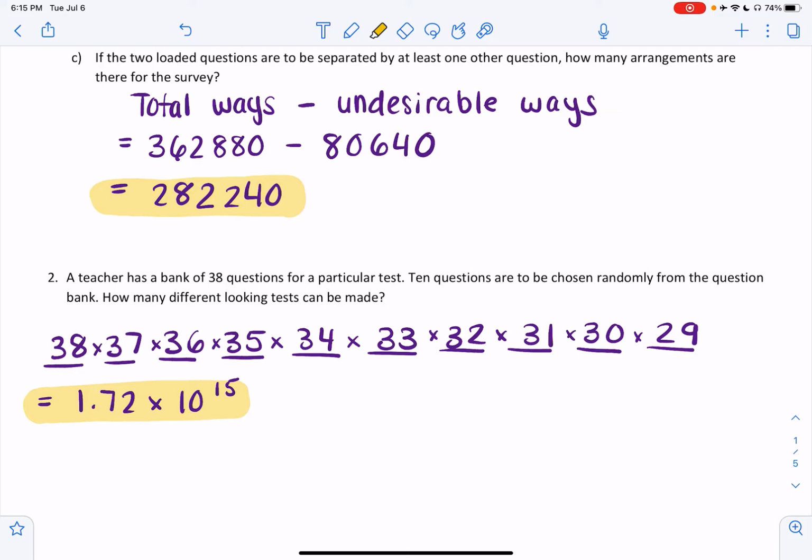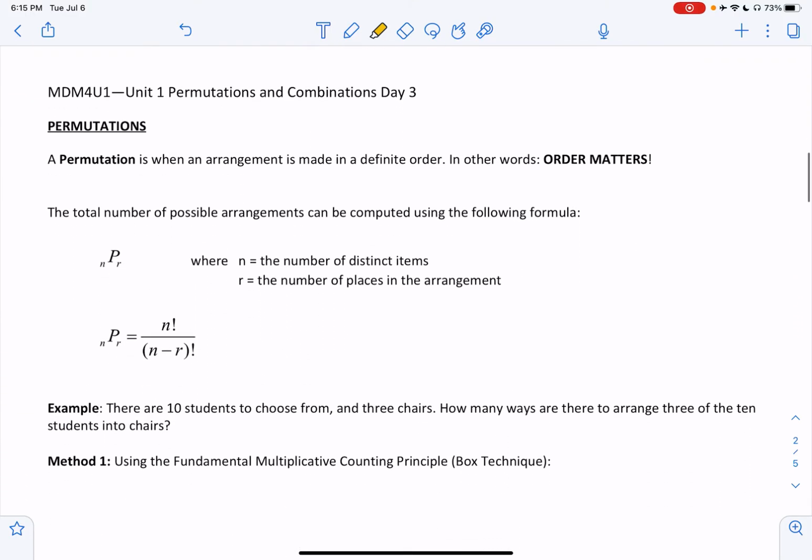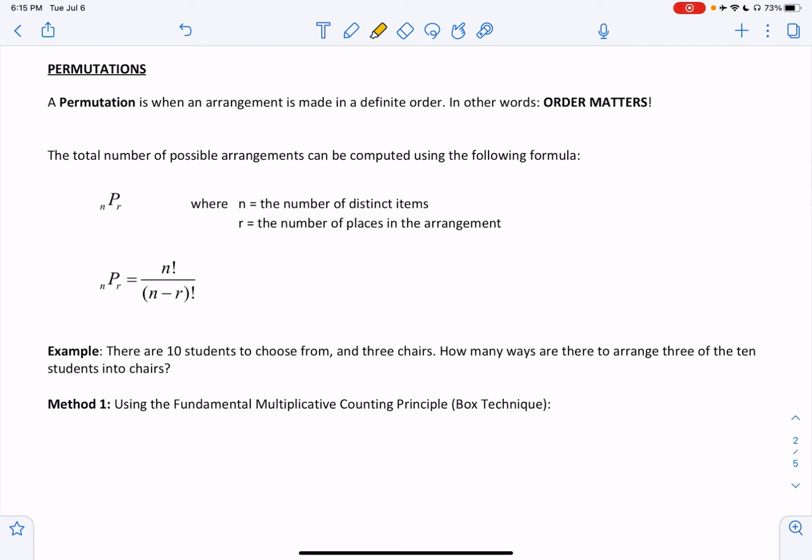Now, sometimes we can't really write out these spaces. Writing out these spaces doesn't always work. If we're looking at some really big numbers, sometimes this process that we've been doing isn't efficient. So we have some alternatives and some different ways that we can approach this. And that's where we start talking about permutations.